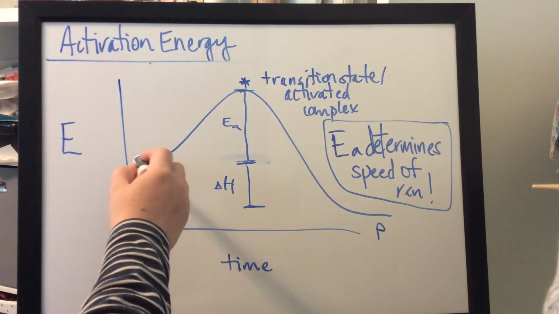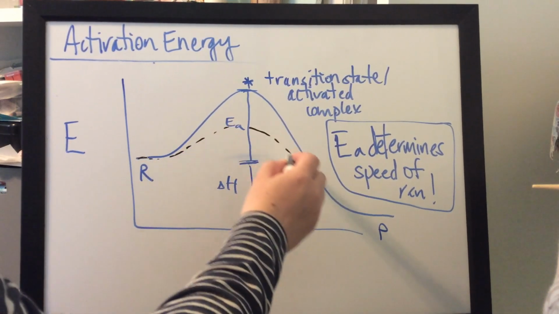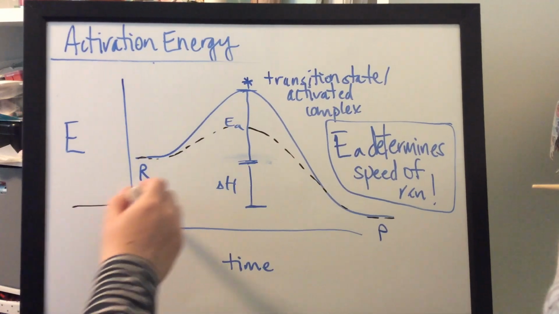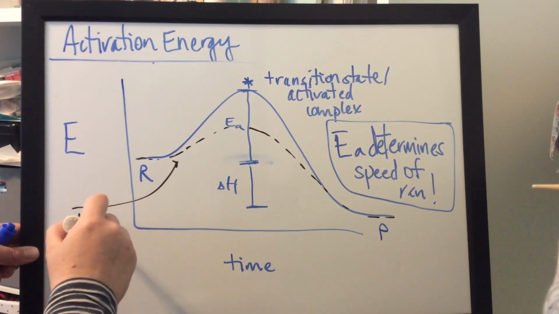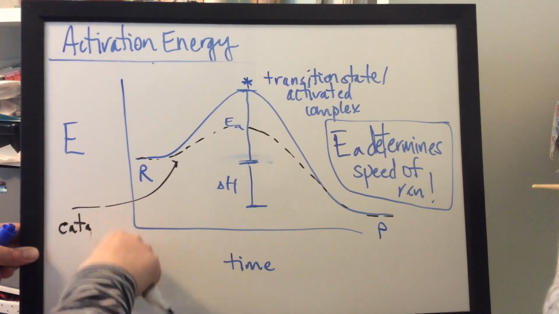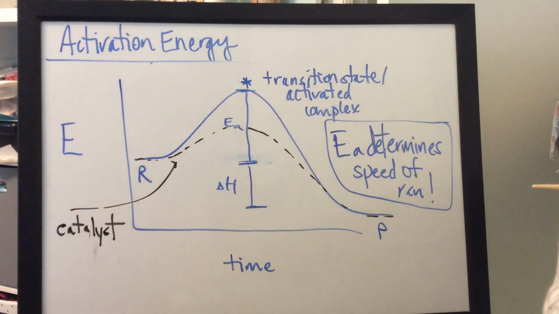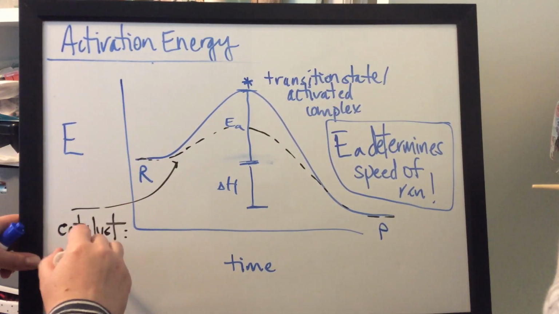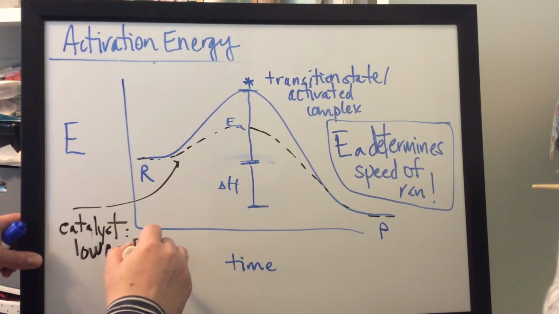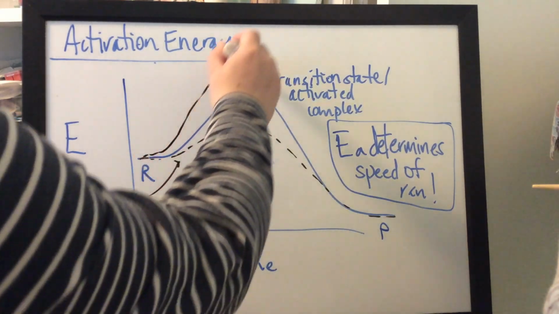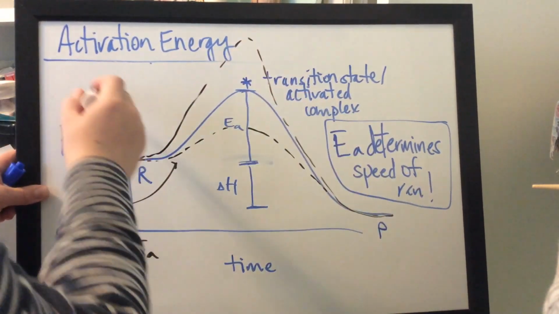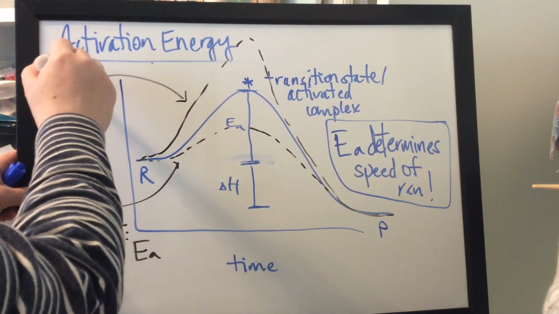So we've also learned that we can lower the activation energy and raise the activation energy. And we can lower it by adding something called a catalyst. Right, catalysts lower activation energy, and therefore speed up reactions. We also know there's kind of an opposite to a catalyst, which raises activation energy. That's called an inhibitor.